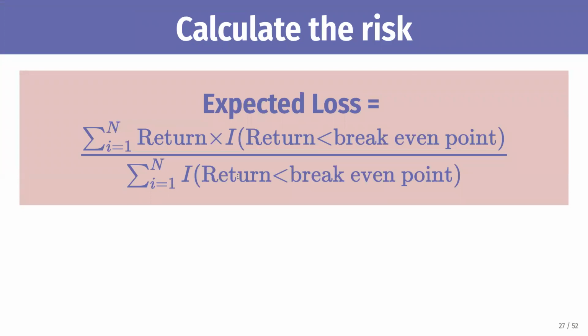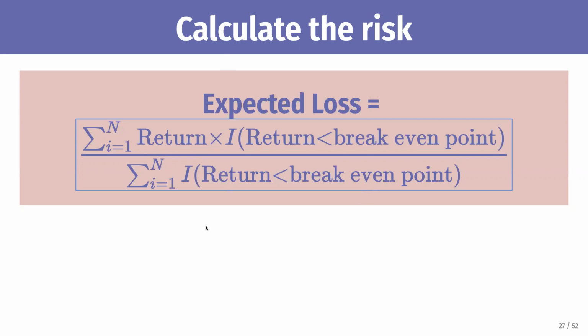Another common risk calculation is the expected loss. And so this is going to be your return times the indicator that your return is less than your break-even point. You would sum all of those up, and then you would divide that by the sum of the indicator that your return is less than your break-even point. So this is basically saying, assuming that we do lose money, how much are we expected to lose?